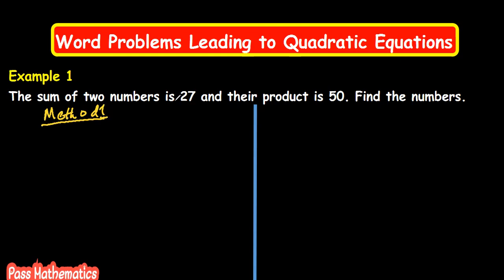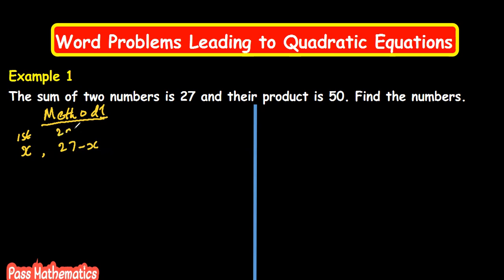The sum of 2 numbers is 27. So in the first method, we are going to use just one unknown. That is just 1 letter, not 2 letters, 1 unknown. We are going to say, let the first number be x. First number is x. And then the second number will be 27 minus x, because their sum is 27, which means when we take away the first number from 27, we should get the second number.